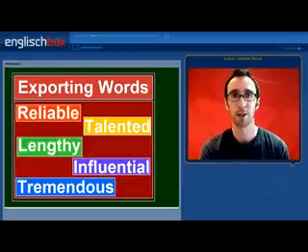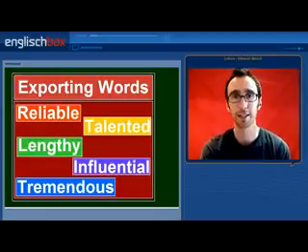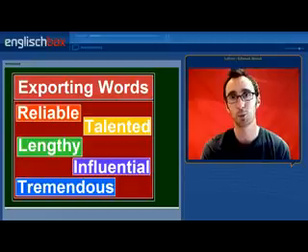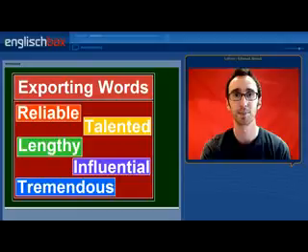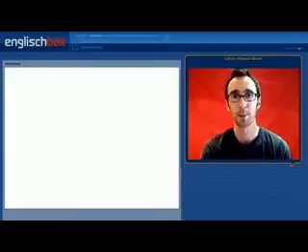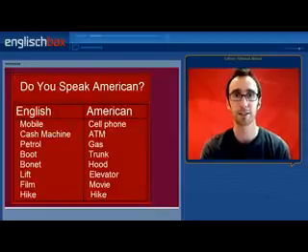For example, the words reliable, talented, lengthy, influential and tremendous all originated in the USA. Indeed, these words were met with a similar level of contempt and skepticism to that which meets and greets new words coming over the Atlantic nowadays. So let's look at some of the modern day differences.